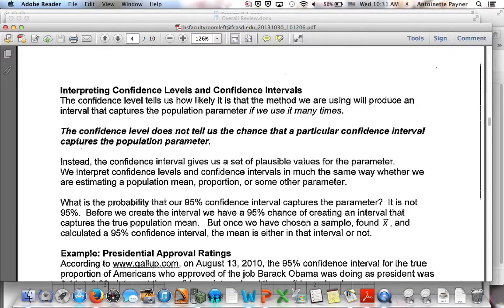or some other parameter. What is the probability that our 95% confidence interval captures the parameter? It's not 95%. Before we create the interval, we have a 95% chance of creating an interval that captures the true population mean. But once we have chosen a sample, found x bar, and calculated a 95% confidence interval, the mean will either be in that interval or not.